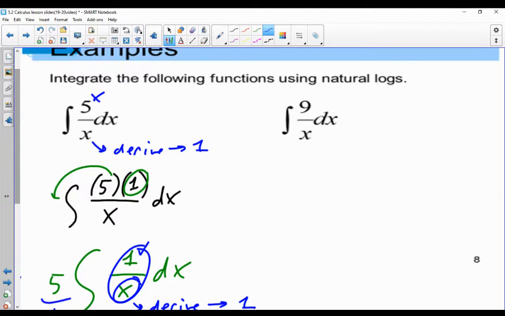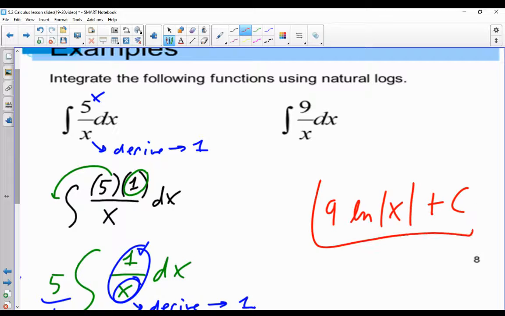For the second one, you can probably recognize it's literally identical to the previous one, just this time it's going to be a 9. You can do the work if you want, but again, you will see that the answer will just be 9 times natural log of x plus c. All right, piece of cake.